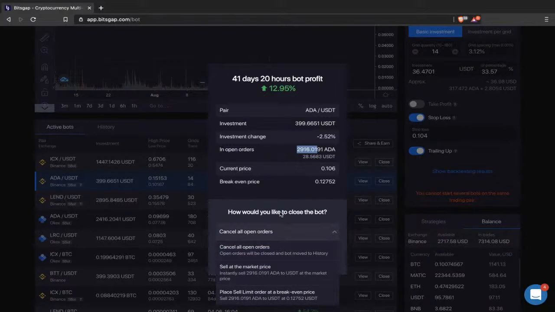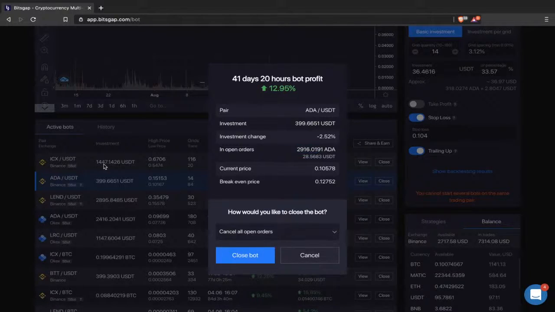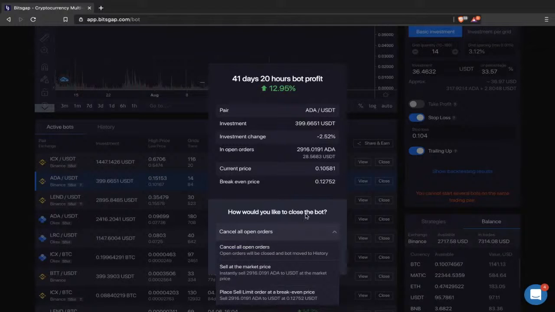If you don't want to be affected by the value change of Cardano anymore and you want a 100% exit from the market, then a sell at the market price is what you are actually looking for. Using this exit strategy, the system will sell all of the base currency, exactly 2,900 Cardanos, to USDT. So no Cardano will be left in your balance. All right. Well, the third option is break even, already discussed.